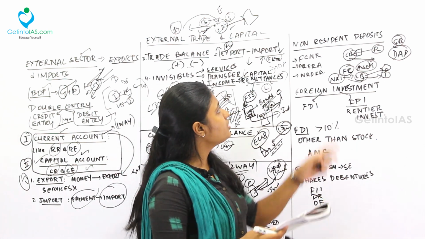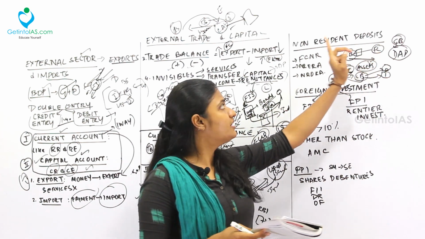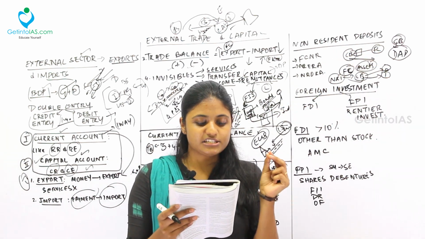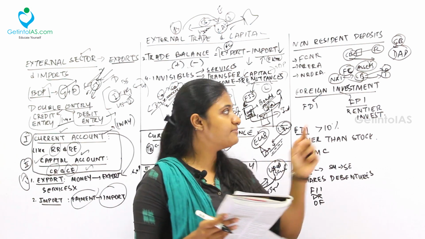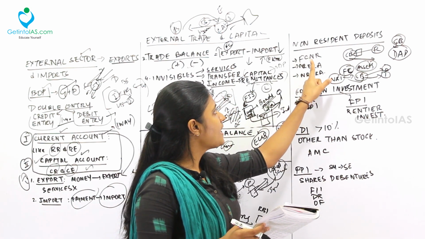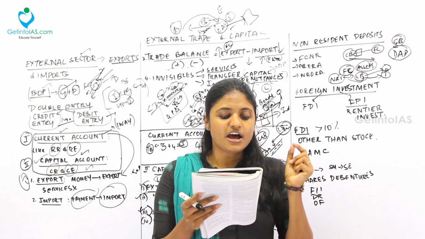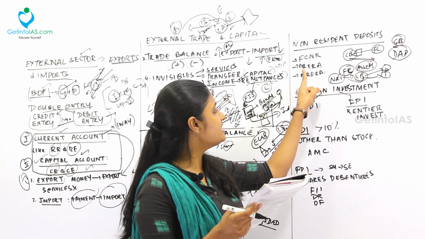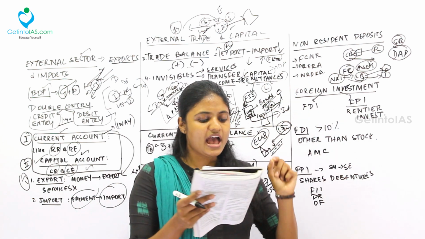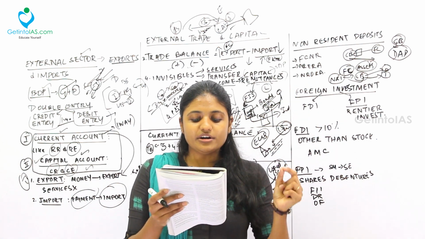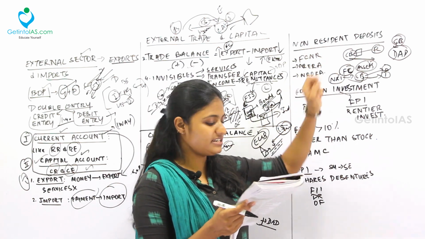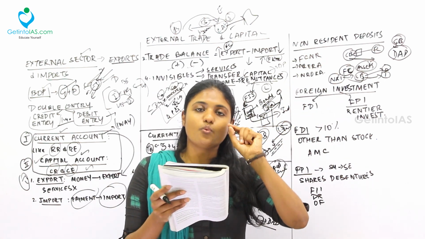Okay. Now coming to the non-resident deposits. Under this we have three subheadings, that is the foreign currency non-resident banks, non-resident external rupee accounts, and non-resident ordinary rupee accounts. Okay, so these are the three subheadings under the non-resident deposits. We'll deal with them one by one.